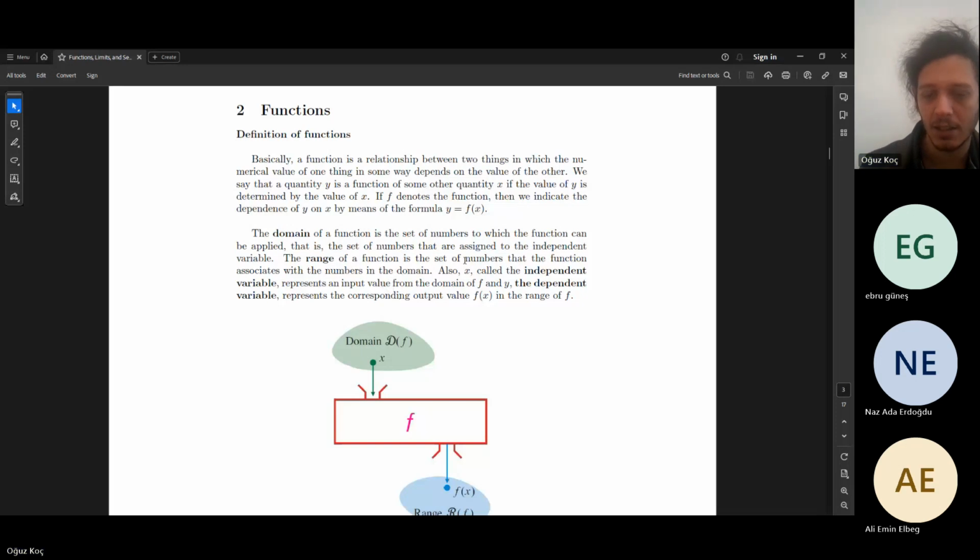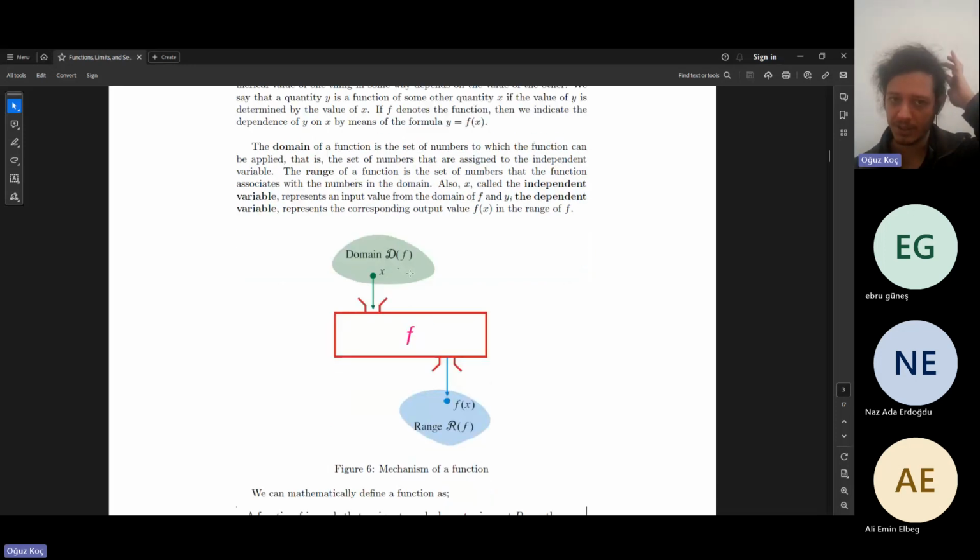We call the x the independent variable, and we call the y the dependent variable. You can think of it like the value of y depends on the x. Therefore, we say that y is dependent on the x. X, called the independent variable, represents an input value from the domain of f, and y, the dependent variable, represents the corresponding output from f of x in the range of f. The range of a function is the set of numbers that the function associates with the numbers in the domain.